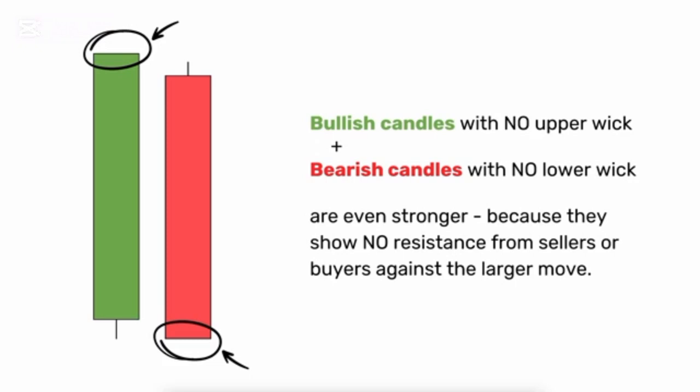Because they show no resistance from sellers or buyers against the larger move throughout the specified period of time. So if we see an hourly candle close completely bullish with absolutely no wick above, it gives us a very strong indication that the buyers are fully controlling this market right now. There is no resistance from sellers.